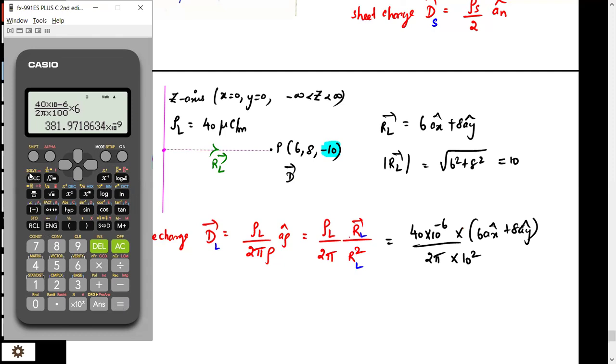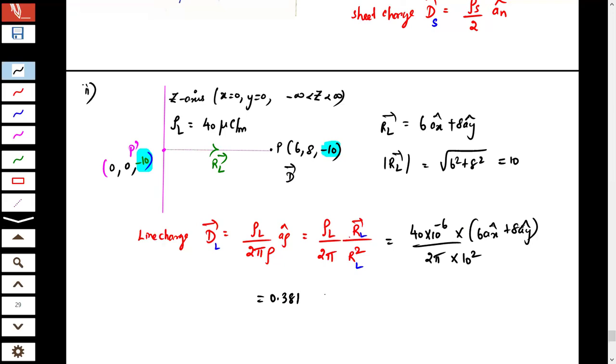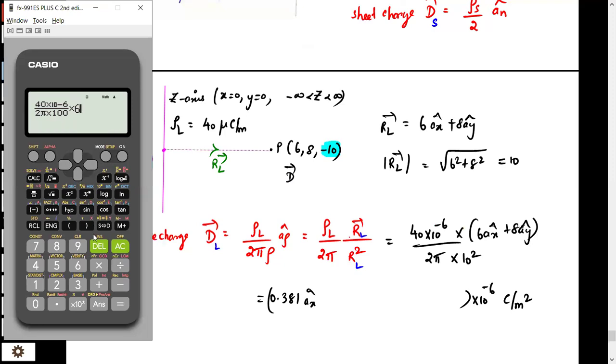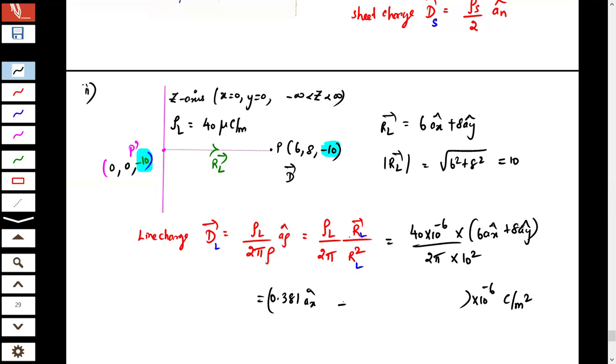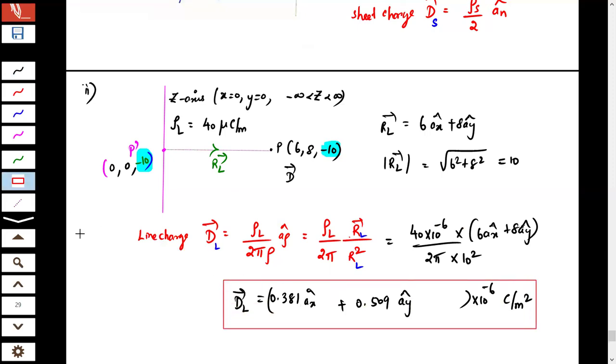We should get the value in micro. So let me get the value in micro. That is 0.381 micro, 0.381 ax cap. So everything is in microcoulomb per meter square. Then for the y component, it should be multiplied with 8. So we should give in micro, it is 0.509 micro, 0.509 ay cap. So everything in micro, you can write 10 power minus 6 coulomb per meter square, or microcoulomb per meter square.